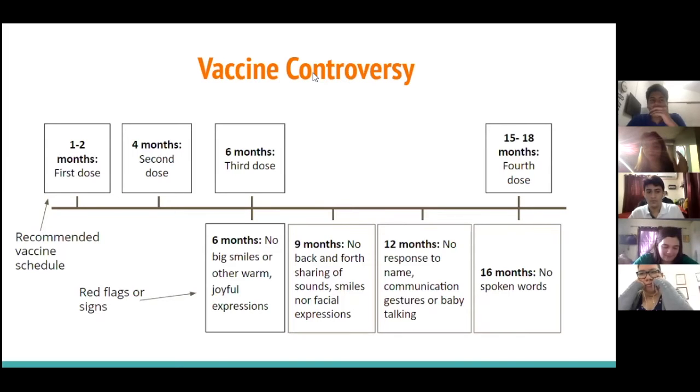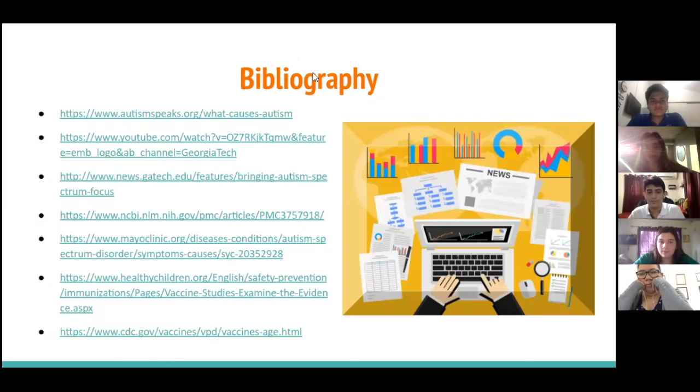And like Tarek said, if you are interested in learning more or seeing the research studies, in the next slide we have the bibliography, and we have a lot of research studies that definitely prove that vaccines don't cause autism. And I think we even have the original study that was retracted, so you can check it out as well, to be as objective as possible.